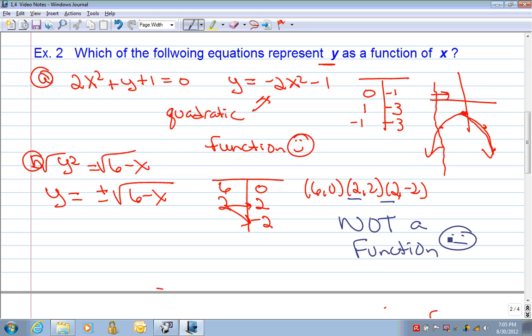All right, so don't forget on Monday, I have an easy way for you to remember when you put plus or minus in front of a square root.